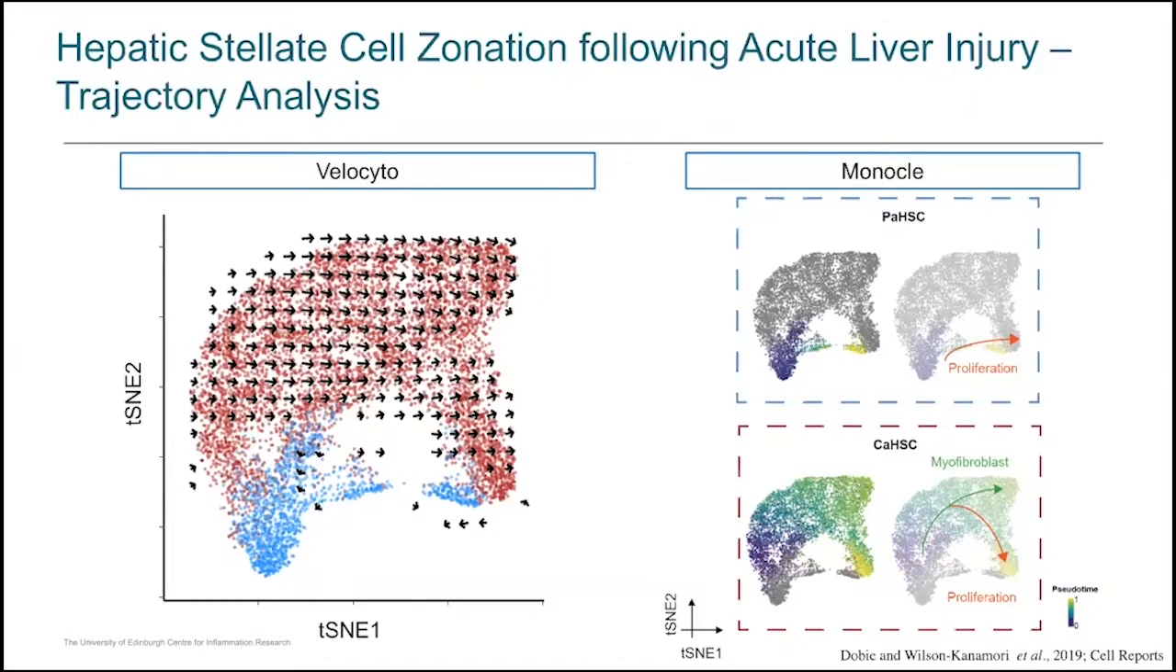Knowing that there was unlikely a switching between the two, we then used the monocle R package to independently define trajectories for both. While portal-associated stellates displayed only a proliferative response, illustrated by the orange arrow, central-associated stellates had a branching trajectory, with one branch displaying a primarily proliferative response, while the other branch represented the transition to a myofibroblast phenotype, illustrated by the green arrow.